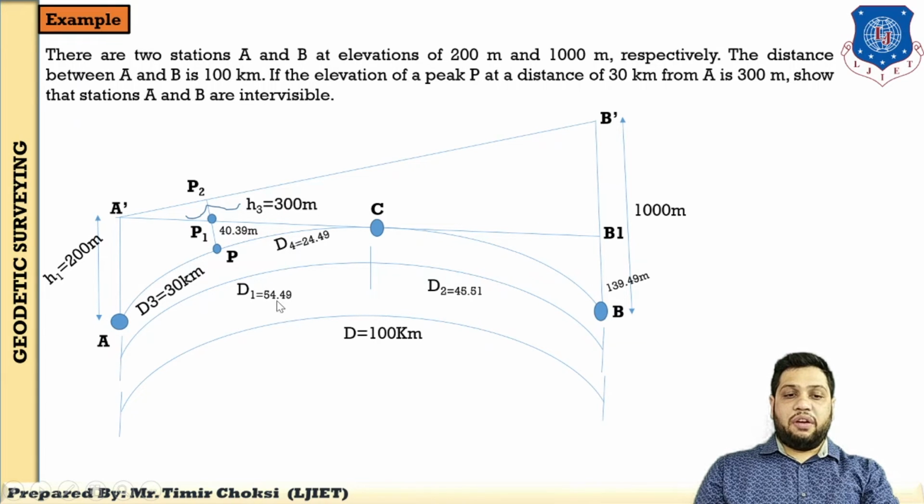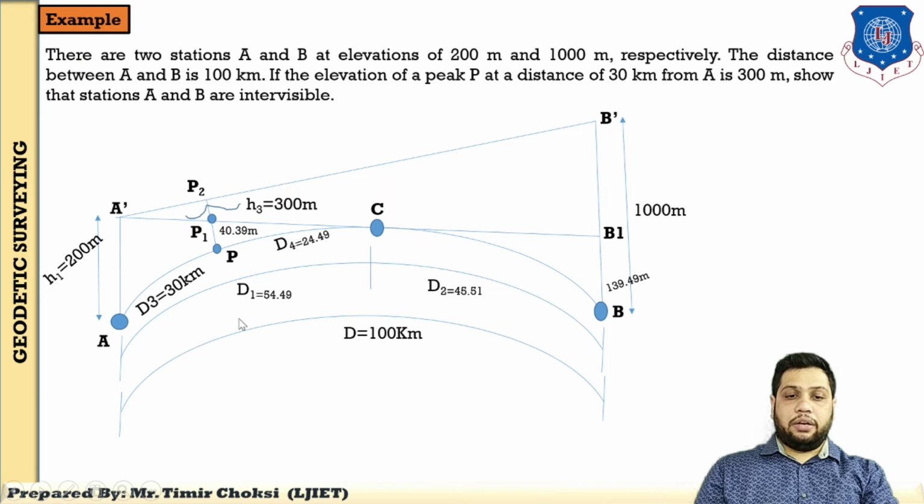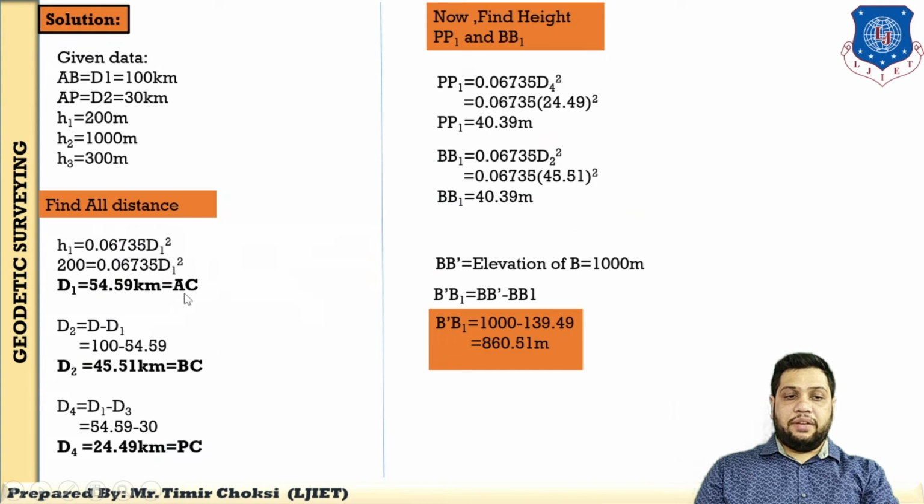Now, step number one, you have to find D1 and D2. You know the formula is H1 equal to 0.06735 D1 square. So put the value of H1 and get the answer for D1. Now D1 is 54.59 kilometers. After getting D1, you have to find D2. D2 is D minus D1. So D is 100 and D1 is 54.59, so the final answer is D2 equal to 45.51. So this is the distance BC.